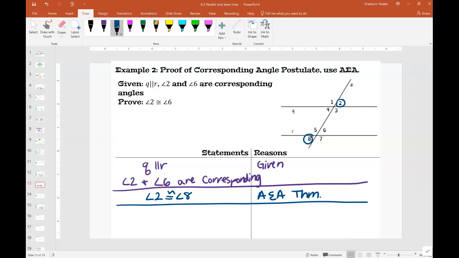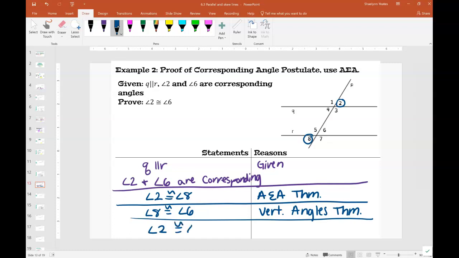But we also know that angle 8 is congruent to angle 6 because they are vertical angles. And we can say either the vertical angles theorem or we can say that the vertical angles are congruent. I'm going to say vertical angles theorem here. Now, if you look, we have angle 2 is congruent to 8, and angle 8 is congruent to angle 6. So therefore, I can say that angle 2 is congruent to angle 6 using the transitive property, because there's a middleman here. The middleman being angle 8. And this is the transitive property specifically of congruence, not of equality, because we are using congruent symbols.